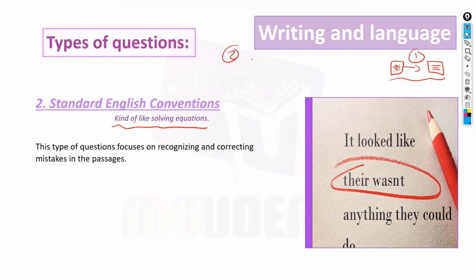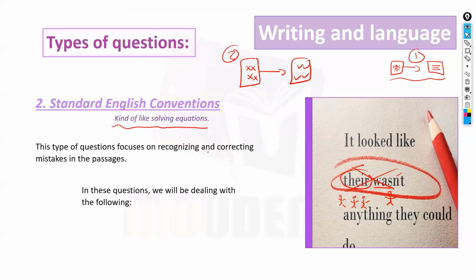But in the second type, you will be given a passage full of mistakes. For example, "there wasn't." You see, "there" is plural. It's used for people, not only one person. And "was" is used only for singular, for one guy, let's say. So this is incorrect, as you can see. And we can also add this for the sake of the structure. So in the standard English conventions, we will be given a passage full of mistakes, and we have to just correct each mistake. Spot the mistake at first, and then correct it.